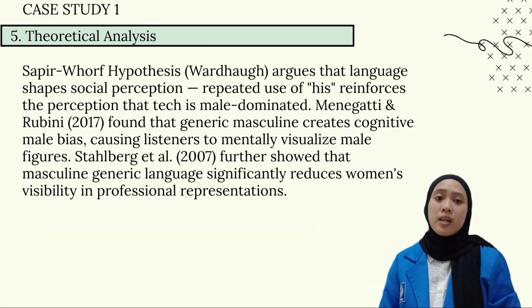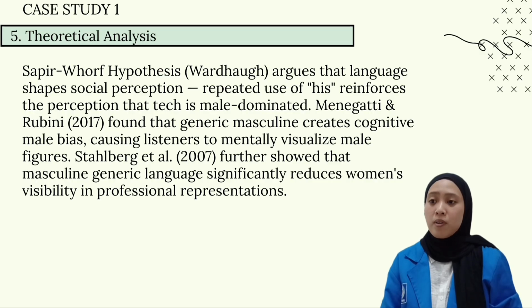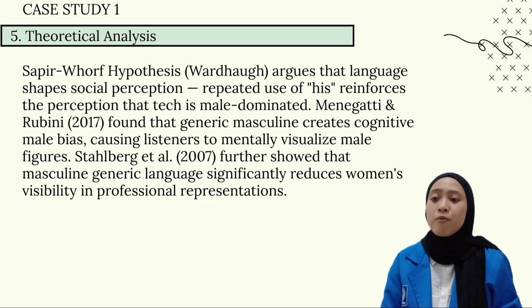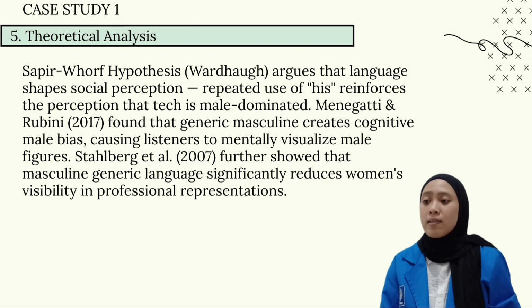Number five is theoretical analysis. The Sapir-Whorf hypothesis argues that language shapes social perception. Repeated use of "his" reinforces the perception that tech is male-dominated. Menegatti and Rubini, 2017, found that generic masculine creates cognitive male bias, causing listeners to mentally visualize male figures. Sczesny et al., 2007, further showed that masculine generic language significantly reduced women's visibility in professional representation.